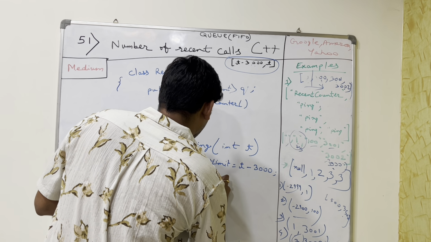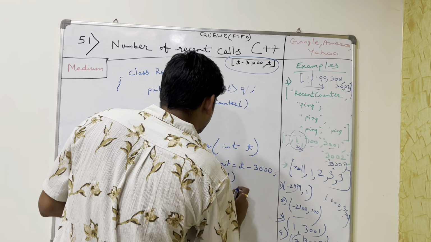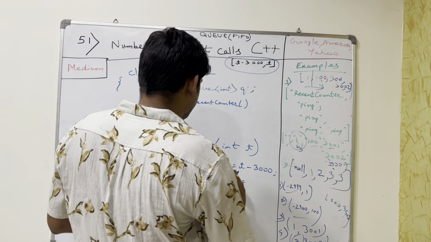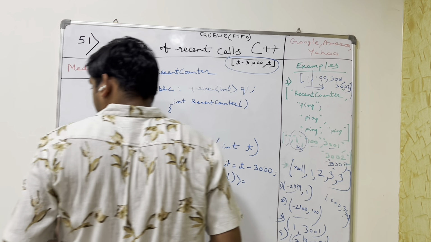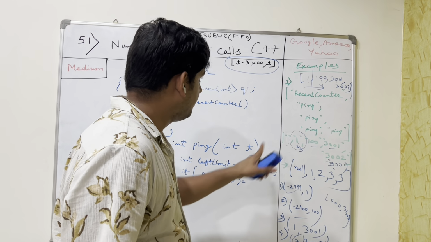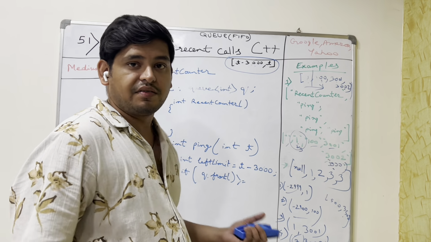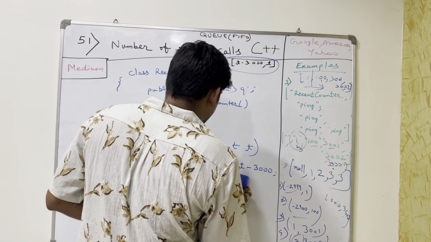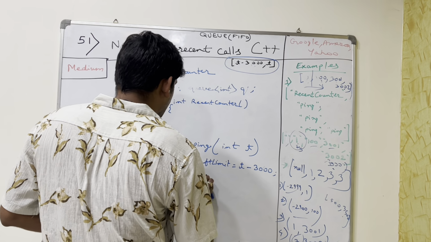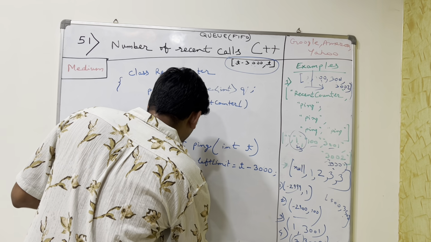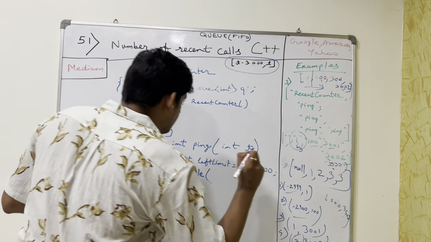So if q dot front is greater than or equal, if it is not, right? If the first element is greater than the t minus 3000 value, we return the size of the queue, right? So we will not talk about this condition because every time we will return the size of the queue after eliminating the values from the queue. So we'll talk about the other condition and we'll just use the while loop, right?